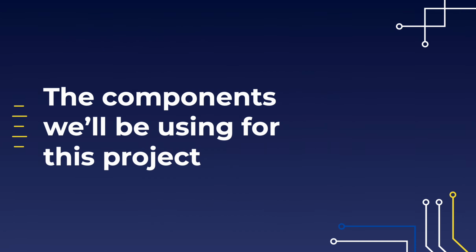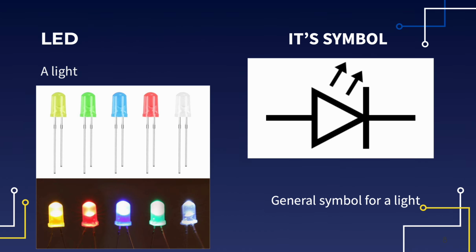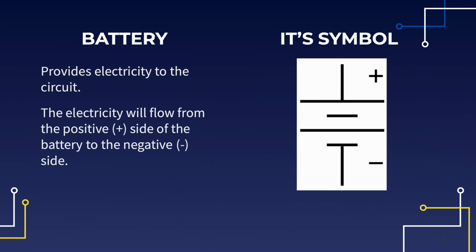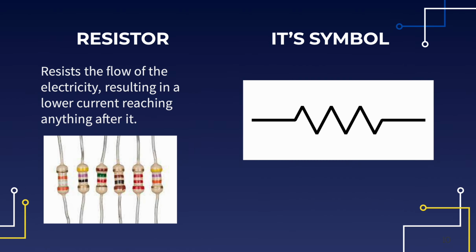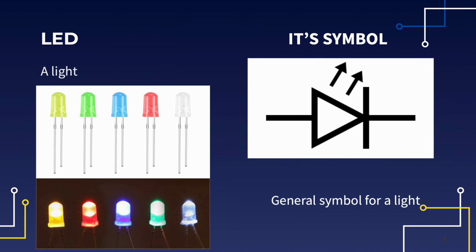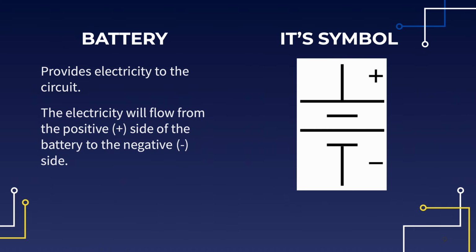The components you'll be using for this project are the LED, the battery, and finally the resistor. Let's take a look at what the LED does. The LED is a very simple light that will just light up whenever electricity is flowing through the circuit. The battery actually provides the electricity to the circuit. The battery will always flow from the positive side to the negative side, and I'll show you what that means later on in our Tinkercad software.